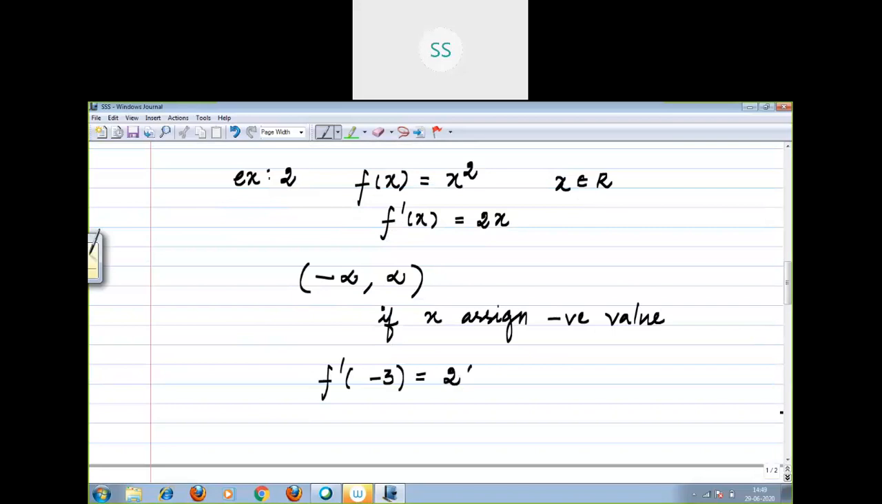In the place of x, you have to substitute minus 3. You are getting minus 6. That means less than 0. Less than 0. What did you understand from this?